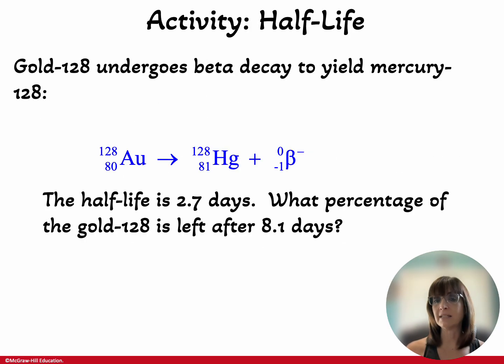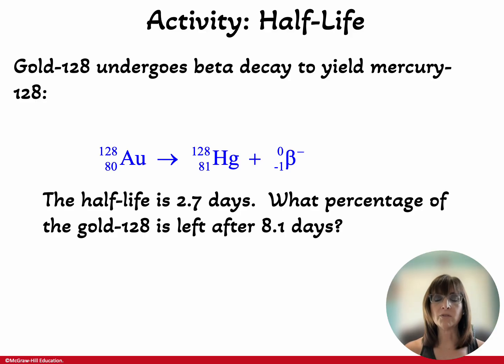Let's look at an example of half-life. Gold 128 undergoes beta decay to yield mercury 128. Did you need to know that? No. The half-life is 2.7 days. What percentage is left after 8.1 days? Well, we assume that at time zero, we have 100%. At one half-life, we are at 2.7 days. 100 gets cut in half to 50.